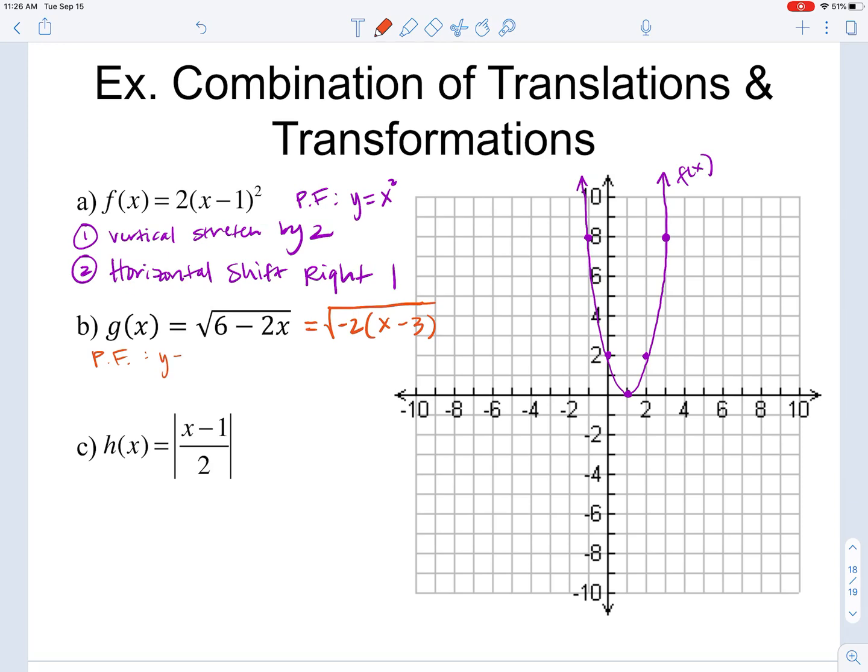Our parent function is y equals the square root of x. Doesn't look like anything vertical is happening to the parent function. There's no vertical stretch, compression, or reflection. But there is a negative underneath the radical. That indicates a horizontal reflection.